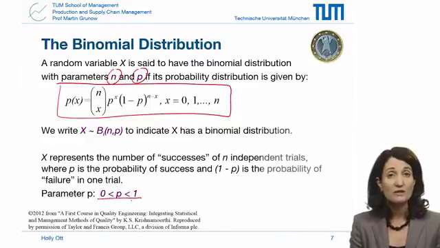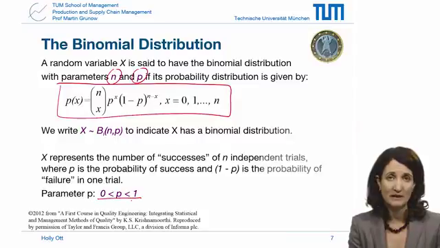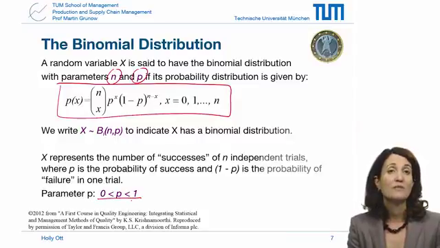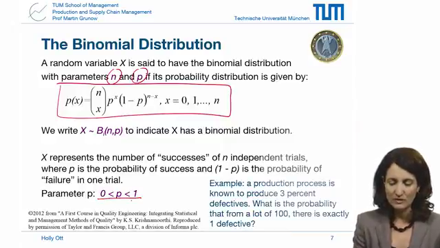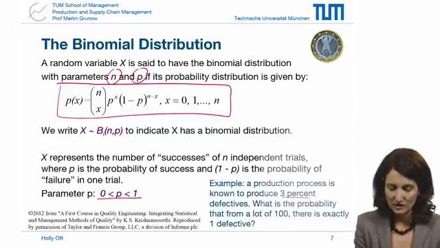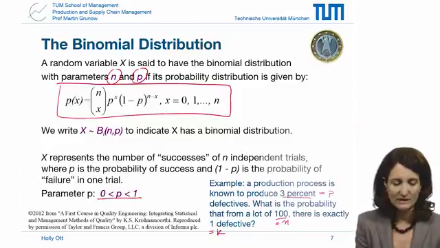And where do we use this? Well, if you're given the exact probability of an event happening, and you're asked to calculate the probability that this event will happen k times out of n, then you can use the binomial distribution. For example, if a production process is known to produce 3% defectives, what is the probability that from a lot of 100 there is exactly one defect?